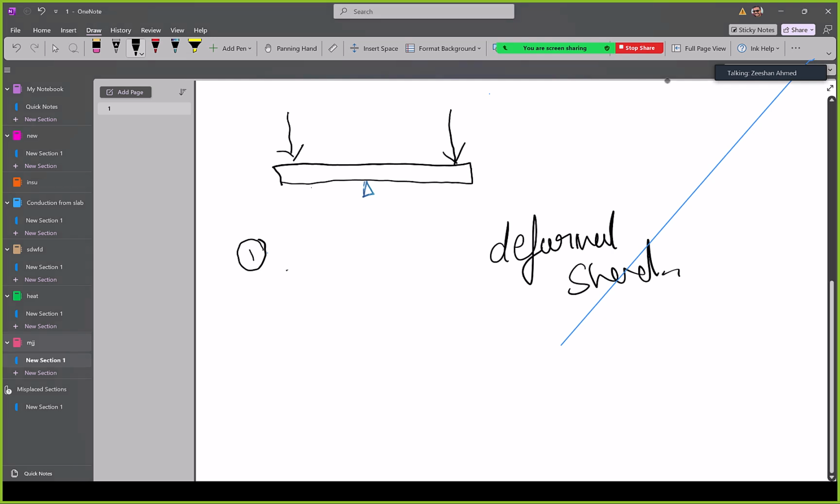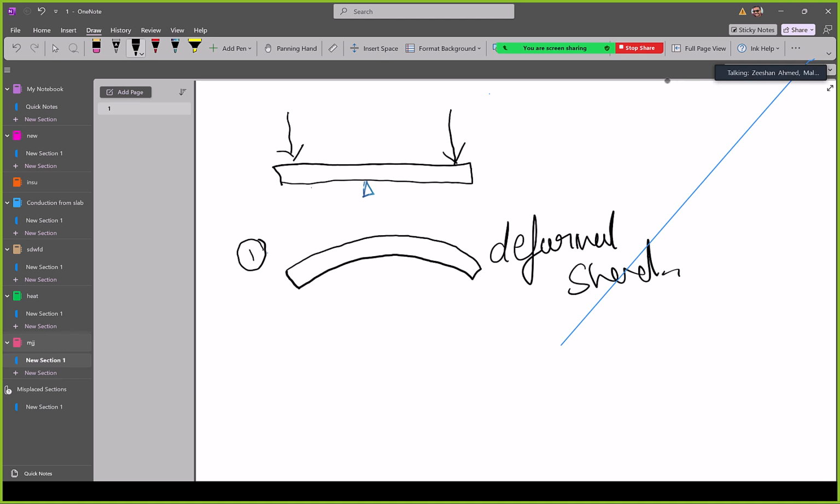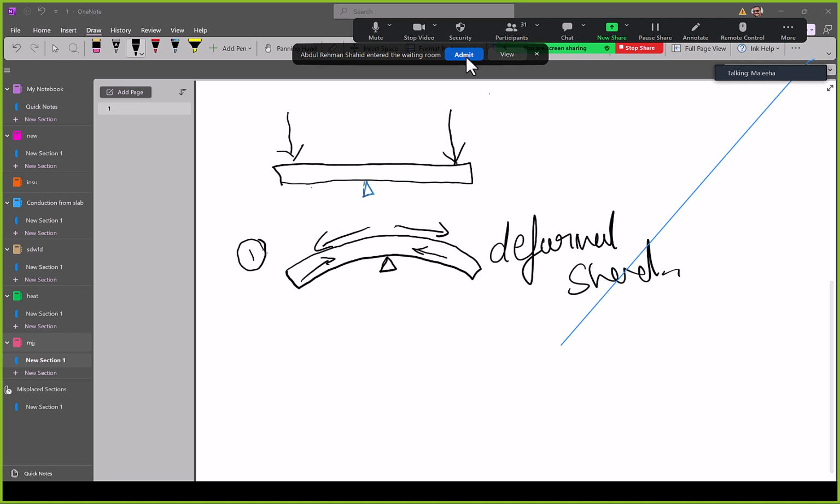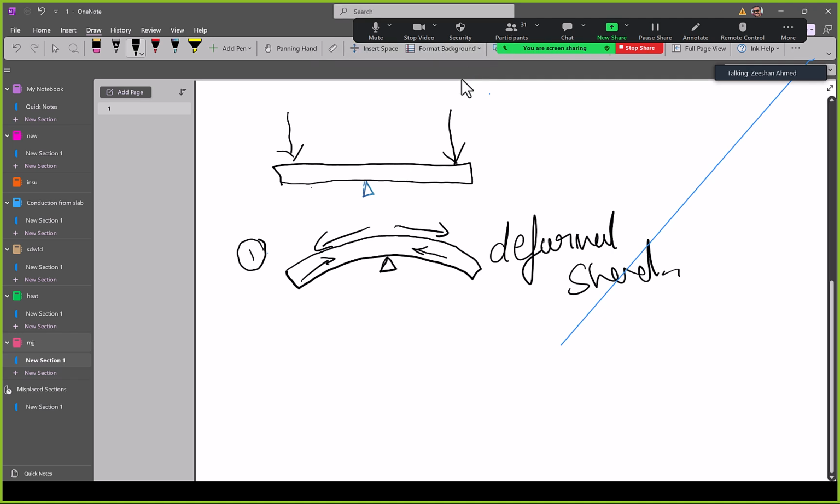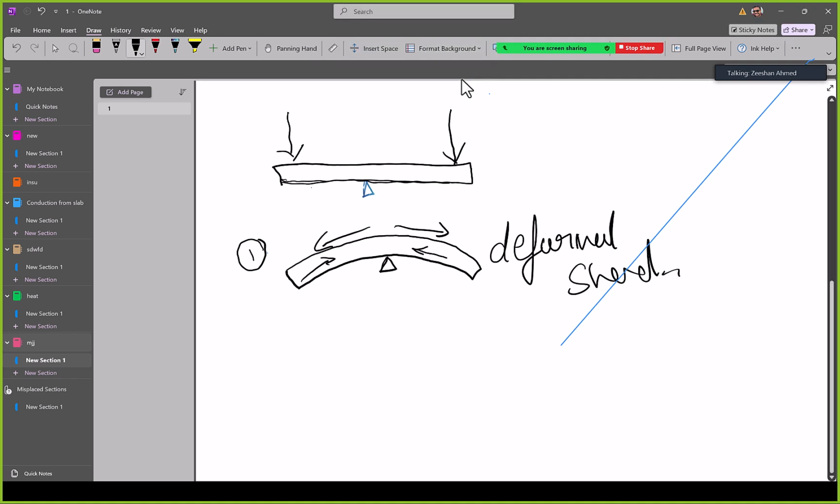So if you've drawn something like this, give yourself a pat on the back. So your compression would be on the inside? Yes, the compression will be here, and the tension will be on the outside. So what I'm trying to highlight here is that the deformed shape tells you a lot about where compression is and where tension is.